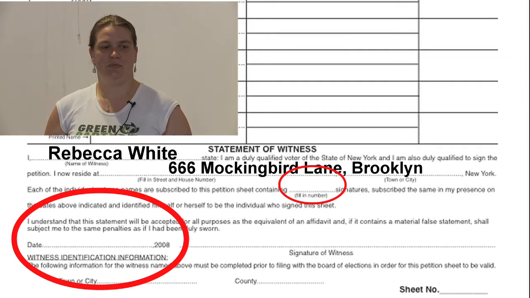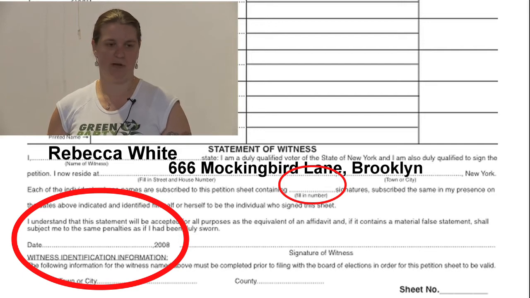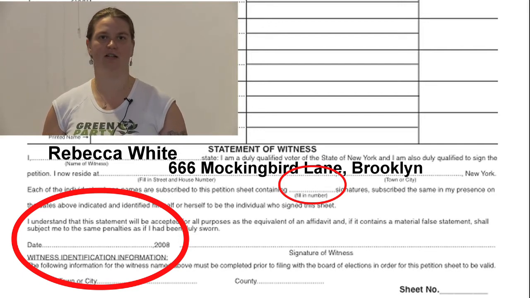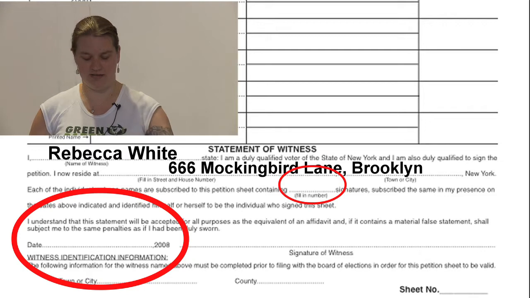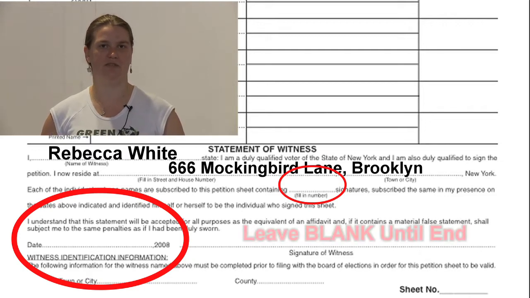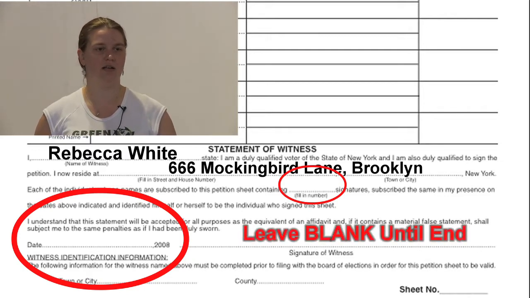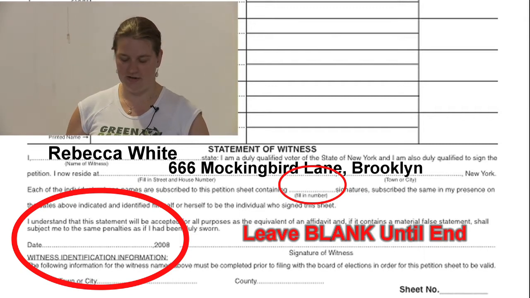That date has to be at least the last date on the page that you're working on, or later. So if you've got someone who signed up on July 4th and you're witnessing that page on July 1st, you've just invalidated all the signatures on there. So again, it's really best to leave things like this blank until the end, when you'll go over it with the person that you hand in your petitions to.